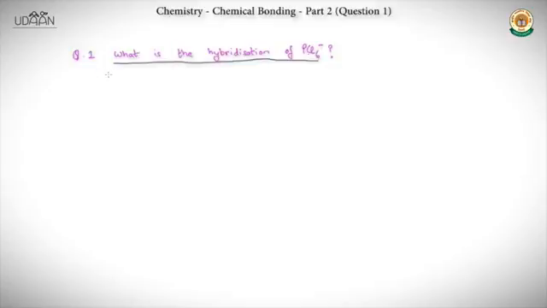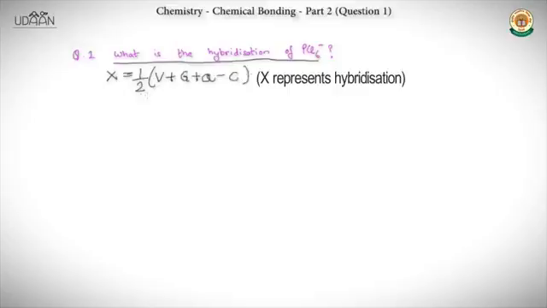Yeah, first of all we know the basic formula: X equals half of (V plus G plus A minus C). Okay, so now what are these four terms? V stands for the number of monovalent atoms attached to the central atom.